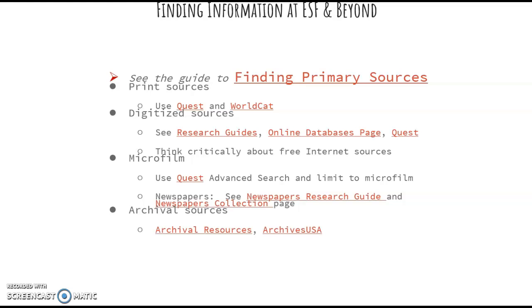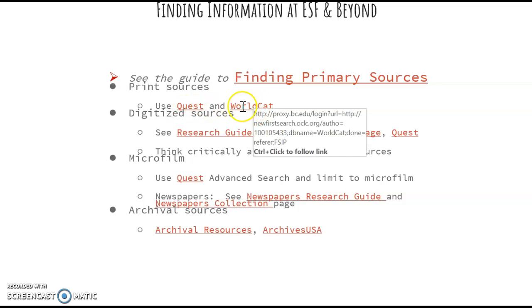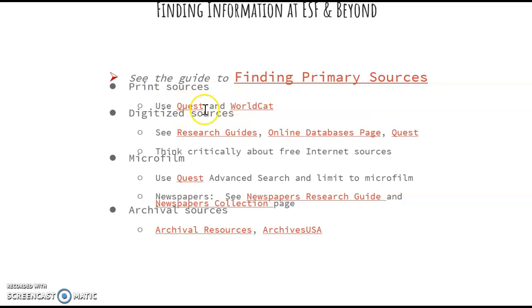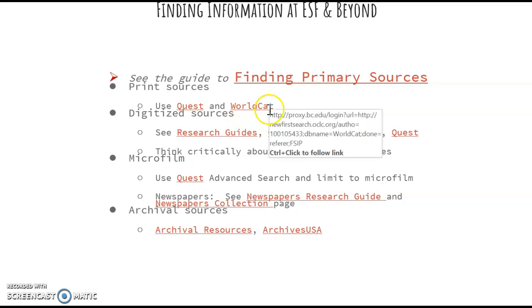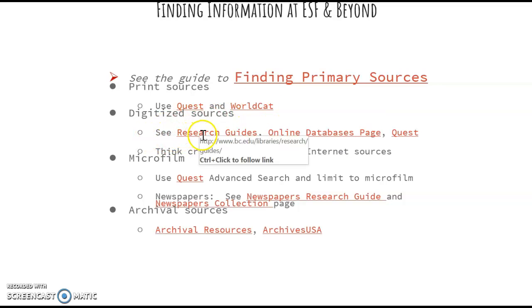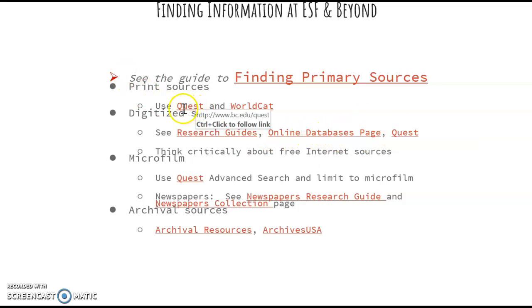So finding information at ESF or beyond, you can see the guide to finding primary sources. These are just print sources, and then you can use Quest and WorldCat for digitized sources. You can view these links. I'll have this PowerPoint posted. You can see research guides on finding primary sources, an online databases page, and again, Quest for print sources. And then think critically about free internet sources.